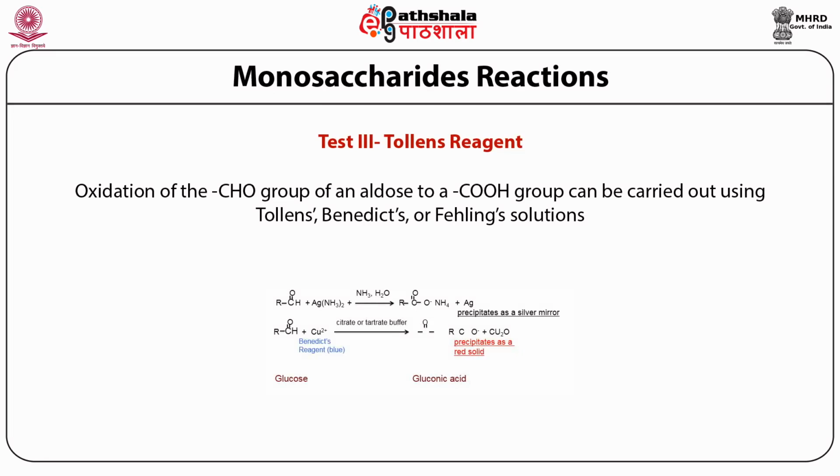Another reaction that is very specific to the presence of a functional aldehyde group can be done by using Tollen's reagent or Benedict's reagent or Fehling solution.